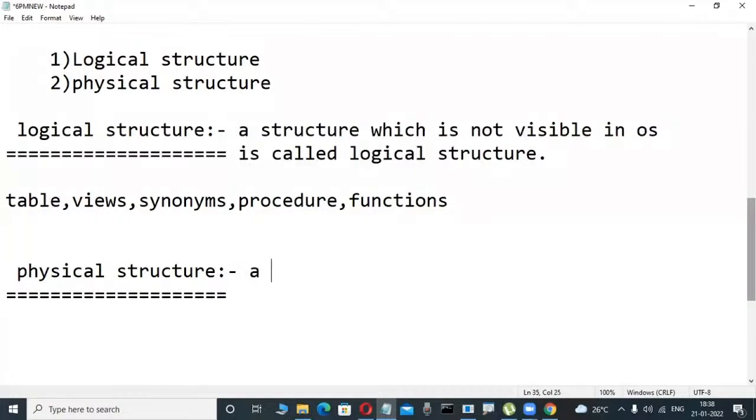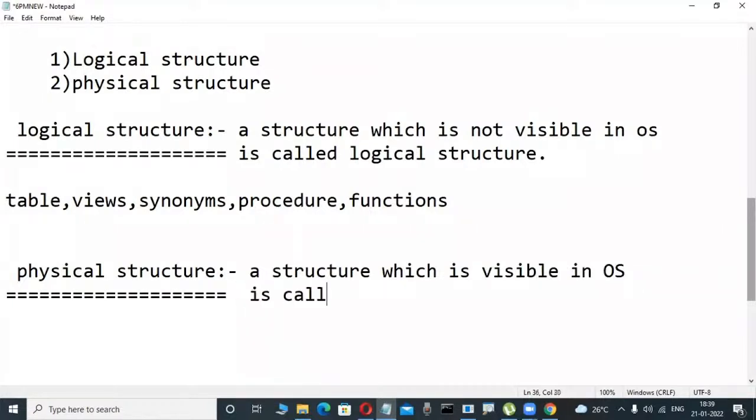So now, don't write it, observe it here. A structure which is visible in the OS, the operating system, is called a physical structure. Who are the persons working with this physical structure? It's a big concept.